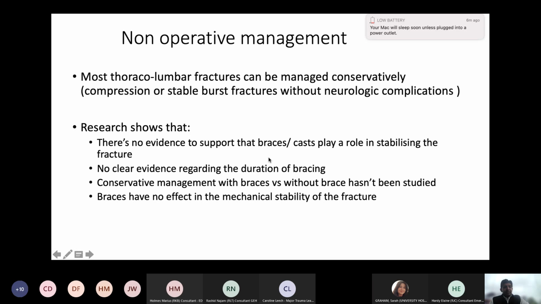Most thoracolumbar fractures can be managed non-operatively, and that includes compression or even stable burst fractures without neurological complications. That is to say that even if someone has an unstable injury, if they're very old and frail, an operation is often not in their best interest, and you have to have a pragmatic discussion about that.